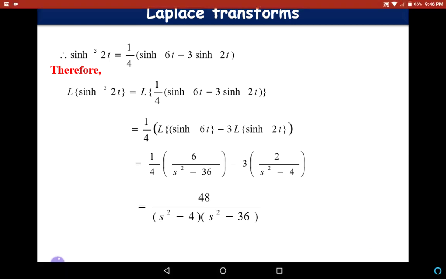So we can either use this formula to find sinh cube 2t, or we can use the expansion of sinh x as (e power x minus e power minus x) by 2. By either method we can derive its Laplace transform. So let us go to the next problem.